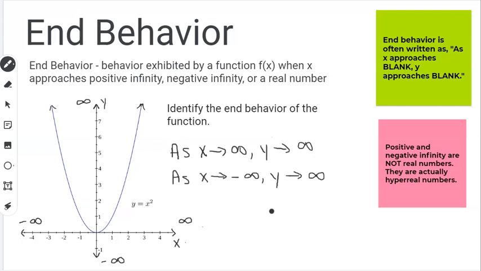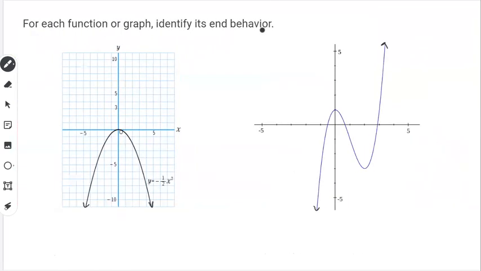Notice that the graph is y equals x squared, so it's always going to have that U-shaped parabolic behavior. Now on the next slide, I have two problems that I wanted to find the end behavior for. We're going to do the right-hand side first. So we write: as x approaches positive infinity, y approaches what? And likewise, for the left-hand side: as x approaches negative infinity, y approaches what?